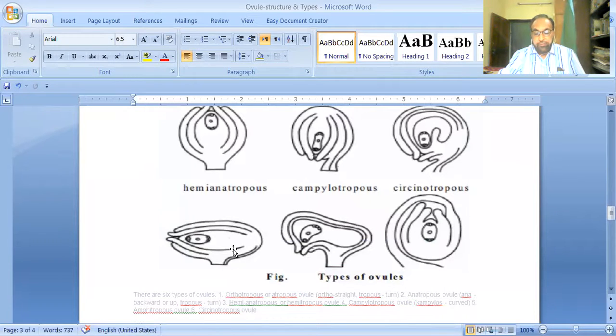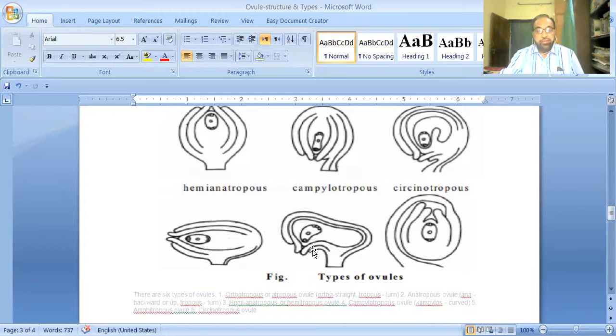Then the next one is the hemitropous ovule. If you see this hemitropous ovule, you will find that the body of this ovule is at 90 degrees to the chalaza. It is at a right angle. This ovule contains micropyle and nucellus in a straight line, but the chalaza is at 90 degrees. This type of ovule is very commonly present in Ranunculus and many other plant species.